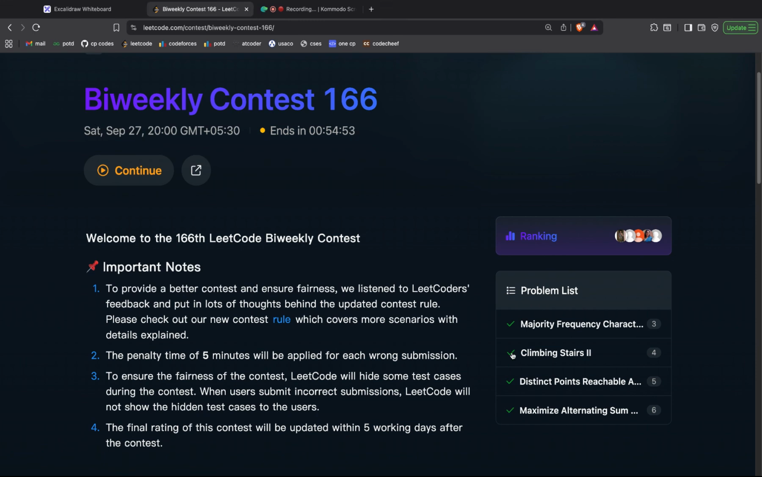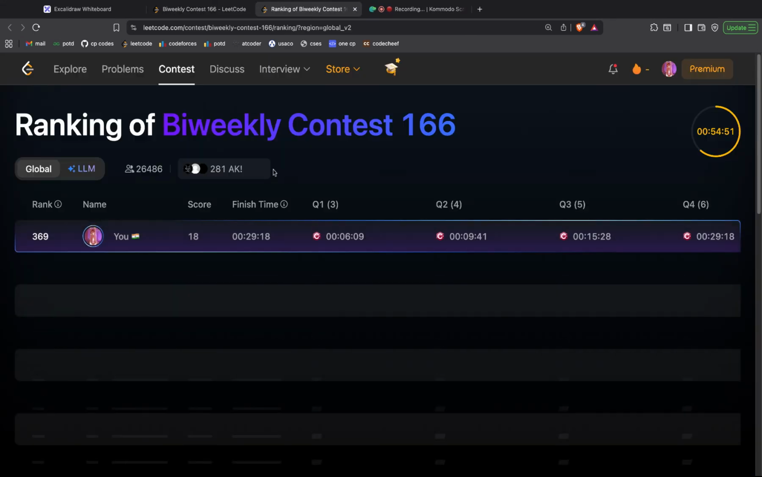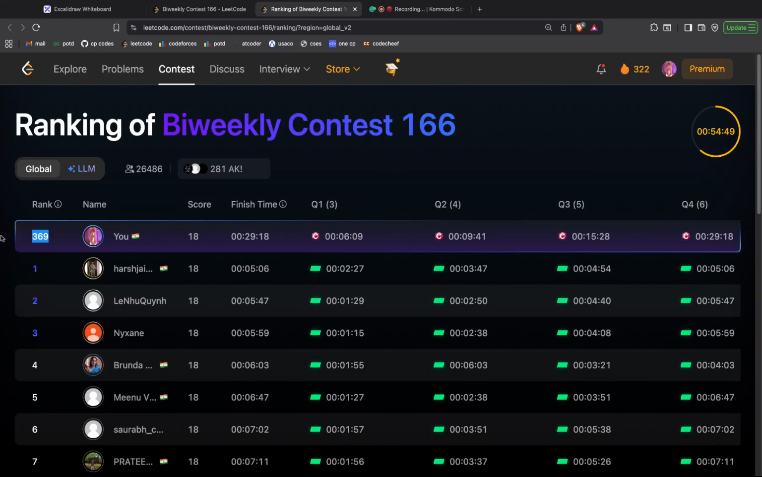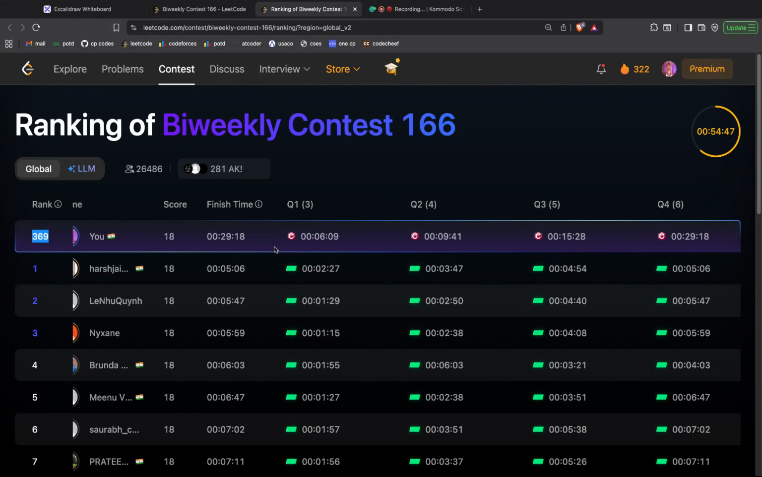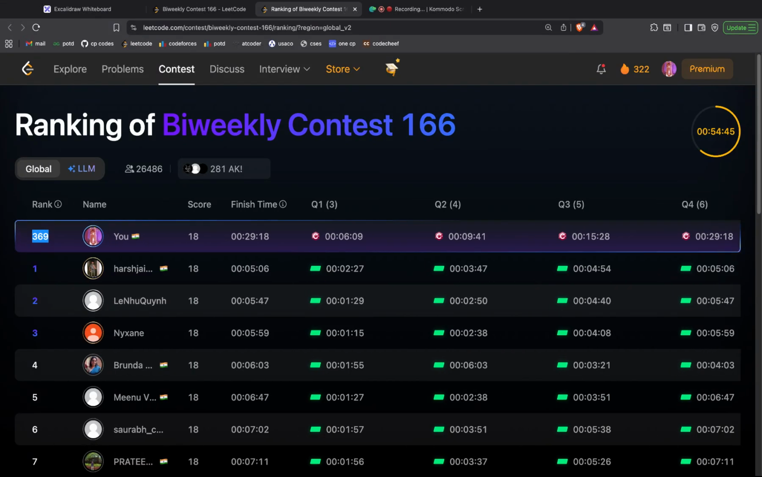So yeah, I was able to solve all the four problems again in under 30 minutes. We can see here, I am currently ranked 369 all over the world. I am assuming there would be around 100 cheaters, so around 250 I should be able to get. Pretty good performance. Overall, the contest was quite easy, and there were a lot of questions that were following some patterns.